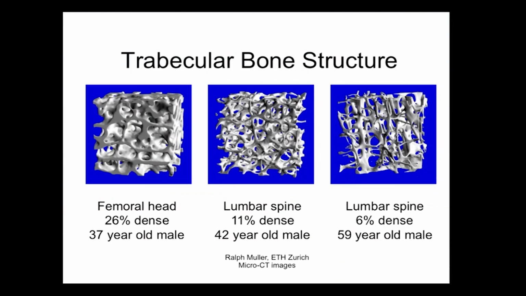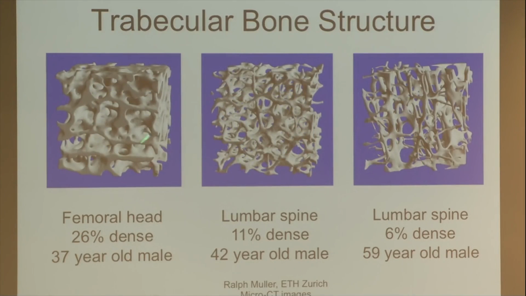So these are done by a colleague, Ralph Mueller, who's in Zurich. And this is one of his kind of bread and butter things. He has these images and he looks at osteoporosis. And you can see here the difference in the structure for the different densities. So here's a 26% dense piece of bone in the femoral head. It looks pretty sturdy and substantial. Here's a 10 or 11% dense piece from the lumbar spine. And here's a 6% dense piece.